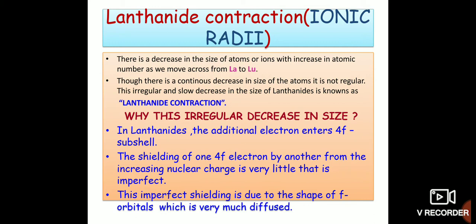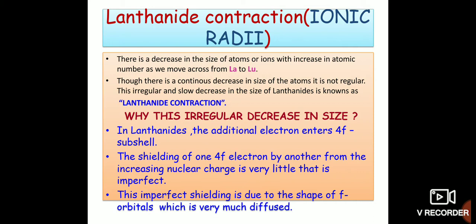Okay, so as we move from lanthanum to lutetium, the 4f electrons have to shield the incoming new electrons. But the shielding of a 4f electron by another 4f electron from the increasing nuclear charge is very little. That is, in one word it can be said that it is imperfect.